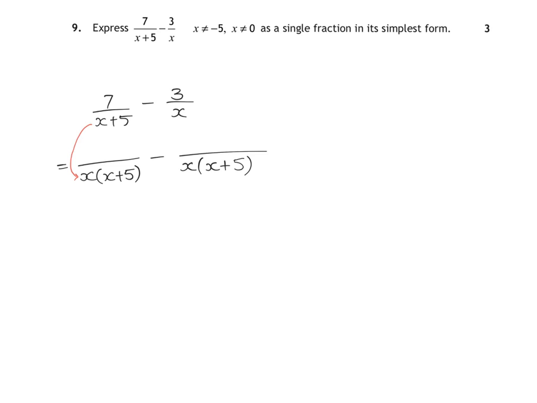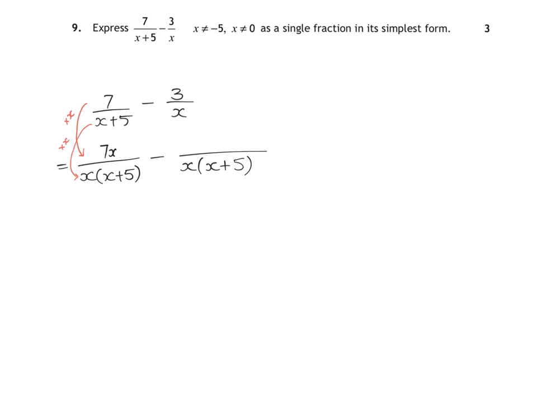I'm doing the red as some extra explanation. For x plus 5, what we've done is we've timesed it by x to get x times x plus 5. Whatever we do to the bottom of our fraction, we have to do to the top. So when we times 7 by x, we get 7x.